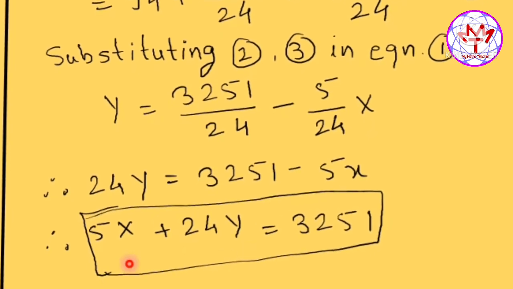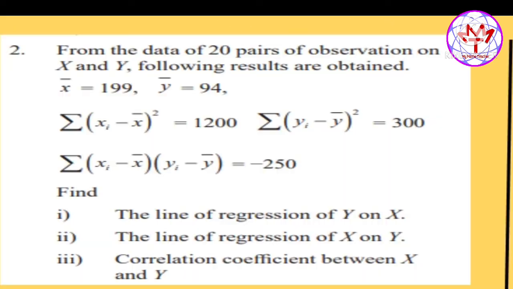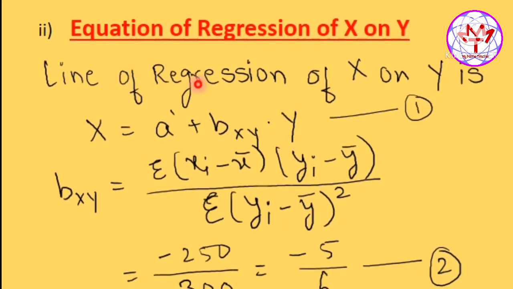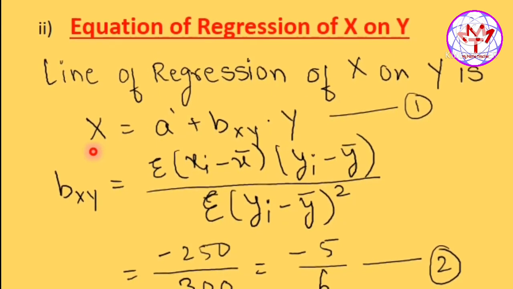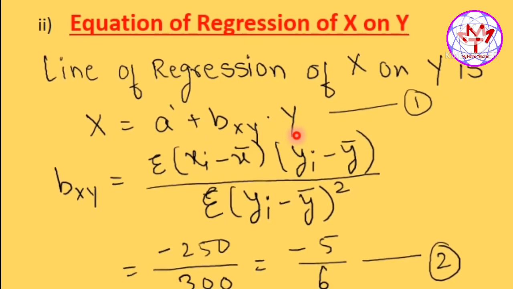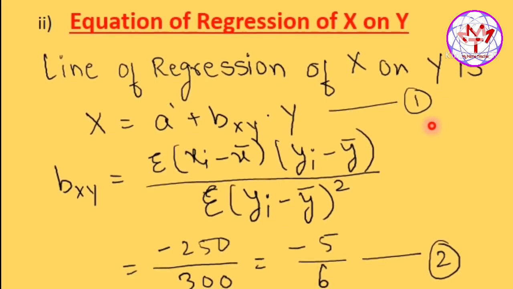Now let us go for the second sub question. The second sub question is to find the line of regression of x on y. So the line of regression of x on y is given as x is equal to a dash plus bxy into y. Let us number it as 1.